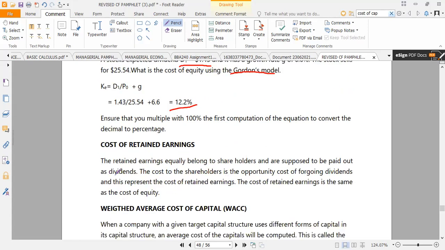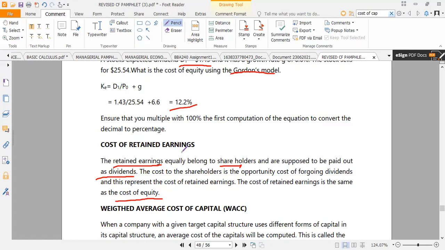Then the retained earnings. These ones also belong to the owners, or the shareholders, and are supposed to be paid out as what? As dividends. So the cost to the shareholders is the opportunity cost of foregoing what? The dividends, and they represent the cost of retained earnings. So the cost of retained earnings is also the same as the cost of what? Of equity. This is usually combined.